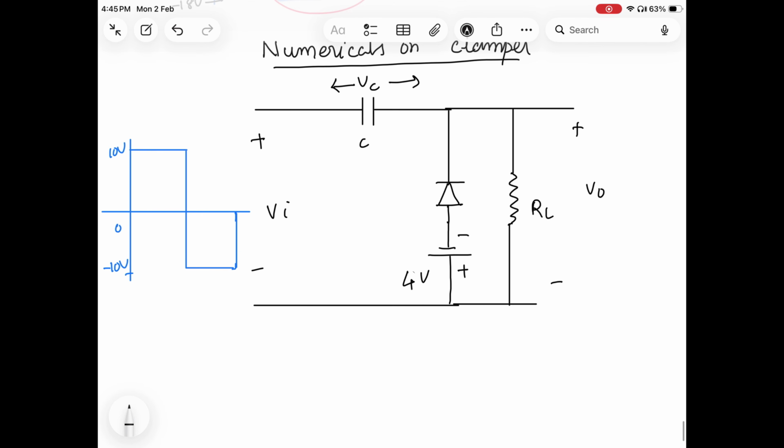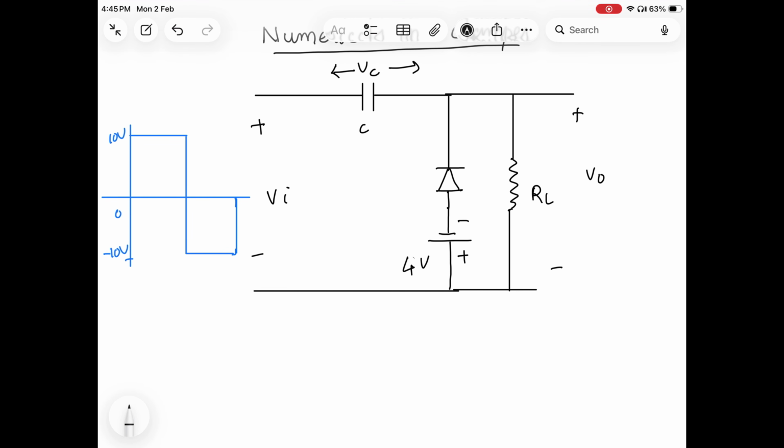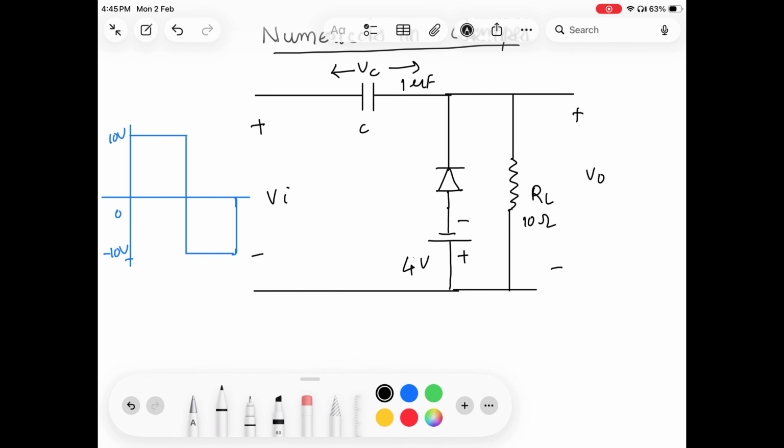So today we are going to discuss another numerical where you can see the input voltage is given as Vi, which is a square wave of 10 volt. So you can see maximum voltage is 10 volt and minimum voltage is minus 10 volt. Here we are providing a reference voltage of 4 volt which is connected to the diode the reverse way, and the RL I am taking 10 ohm and the capacitor value is 1 microfarad. So our main objective here is to find out what is the output voltage V0.